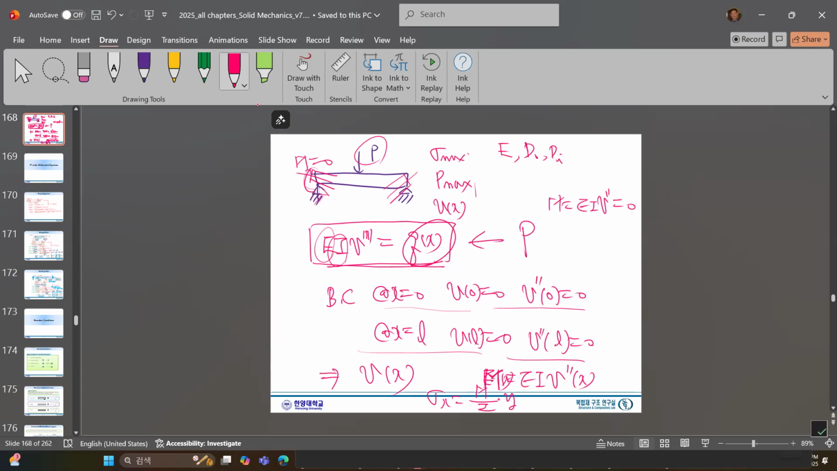Now we have to know how to express this concentrated P as a QX. QX is a distributed load. This is a concentrated load, and this is the distributed load. 이것만 하면은 모든 게 이제 다 풀린다라는 것입니다. 오케이. 요 과정이 이게, 뭐, 심플한 것 같지만 약간의 매스매틱이 필요합니다.